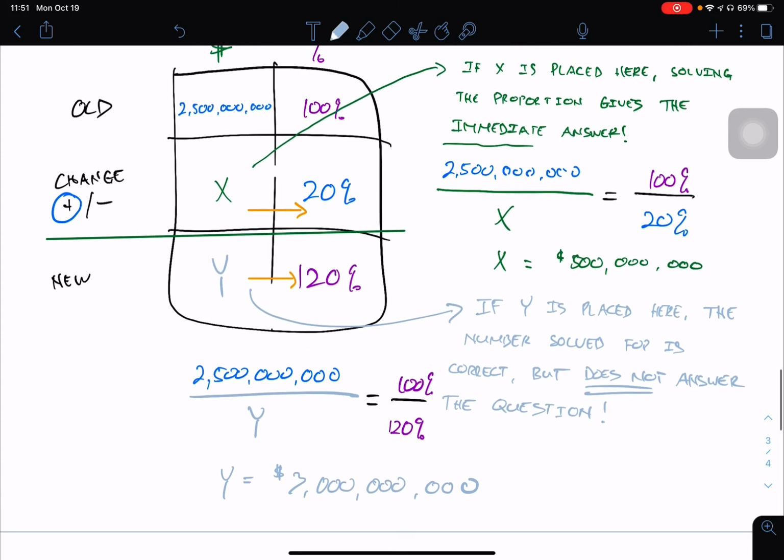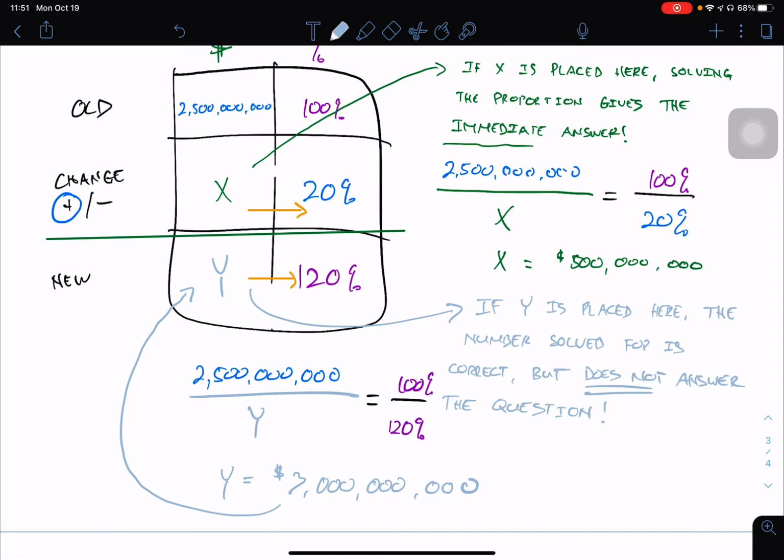My reasoning for showing this to you is that sometimes students put the variable in the wrong spot. X, you can see, is the correct answer. It gives you the immediate answer, as I wrote in the green. But if you put your x where the y is, it does give you a correct number, but it does not answer the question being asked. However, if you take the new price and subtract the old price, you get the difference between them, or the change. And that ends up giving you the same answer anyway.